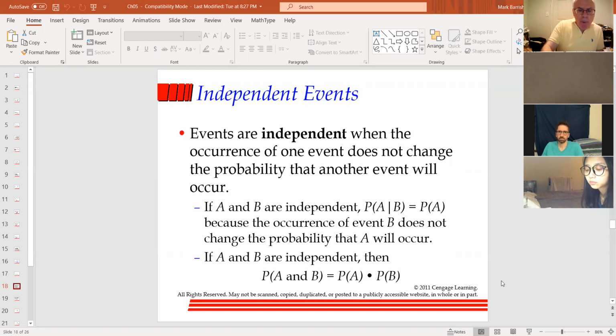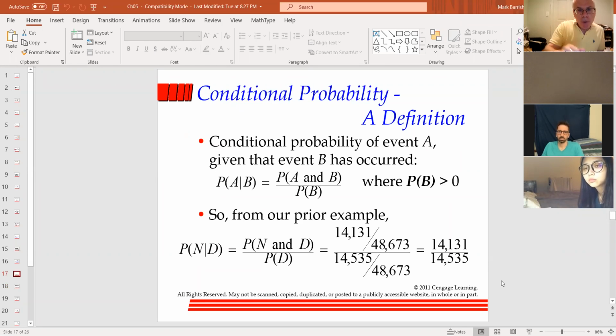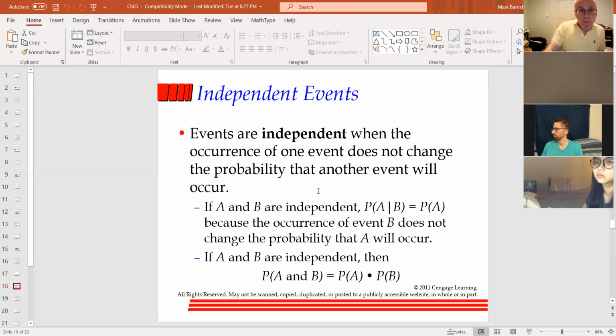Now, let's go back a minute to the previous page, this page here. We take this equation and multiply both sides by the probability of B, and we get a multiplication equation. We multiply both sides by the probability of B, we get probability of A and B is equal to probability of A given B times the probability of B. Okay. And now, here's another definition, which has to do with multiplication, because that's what we just did, right? The conditional probability equation becomes a multiplication rule when we multiply both sides of the equation by the denominator.